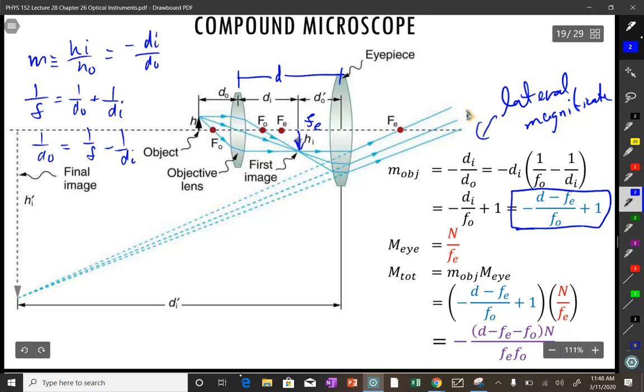The eyepiece unaccommodated viewing, we just worked that out. And the total magnification is the product of those two. And so you just multiply them together. I had to get a common denominator here, so I made this f_o over f_o. Because of this minus sign, I brought the minus sign out, which meant I changed the signs of everything inside. So d minus focal length eyepiece minus focal length objective, times the near point, over the product of the two focal lengths. That's the correct equation for magnification of a microscope.